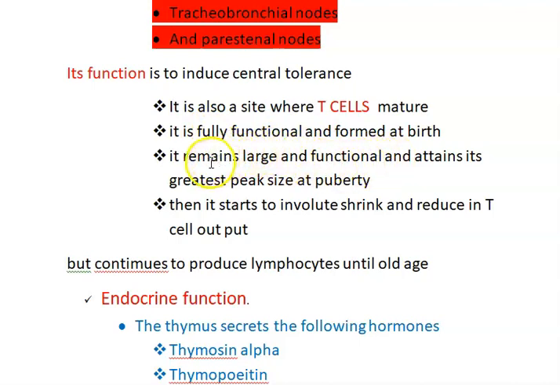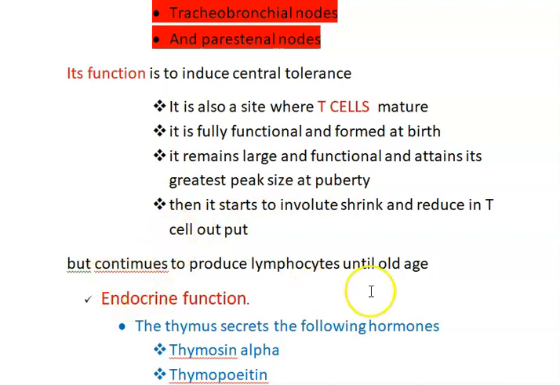It remains large and functional, and it attains its greatest peak size at puberty. It becomes very large. Okay, at birth it is fully functional and fully formed. At puberty it attains its greatest peak size, and it remains large and functional. But after puberty, it will start to involute, that is to shrink, to reduce in size, and that will also affect its production of T cells. So there will be a reduction in the T cell output.